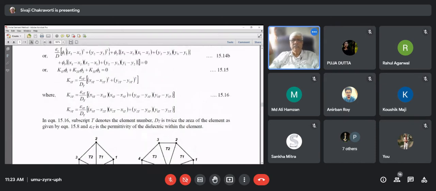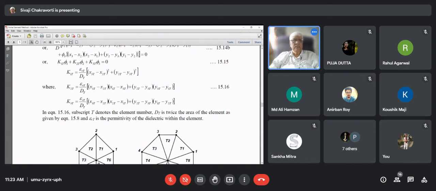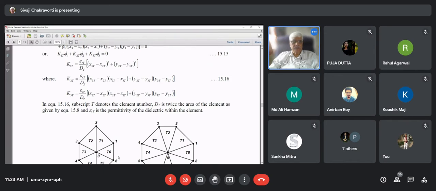Now, in this case, all the triangles and the equation developed are here. Equation 15.16, you can see we have written epsilon r t. T stands for the triangle. So this is the value of the relative permittivity of the medium within a particular triangle. That's how this equation is developed, and from this we go into the two-dimensional calculation. This gives us the clue.